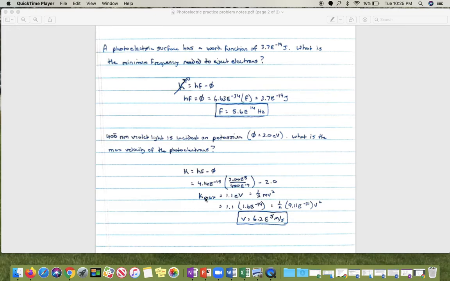If we're looking for the velocity, now we're going to set that equal to 1/2 mv squared. Now, that's where we have to be careful. We can't use 1.1, because this is in electron volts. So we have to multiply this by the charge of an electron to get it back to joules. So 1.1 times 1.6 × 10^-19 equals 1/2 times the mass of an electron, 9.11 × 10^-31, times v squared. That gives us a small velocity here of 6.2 × 10^5 meters per second.